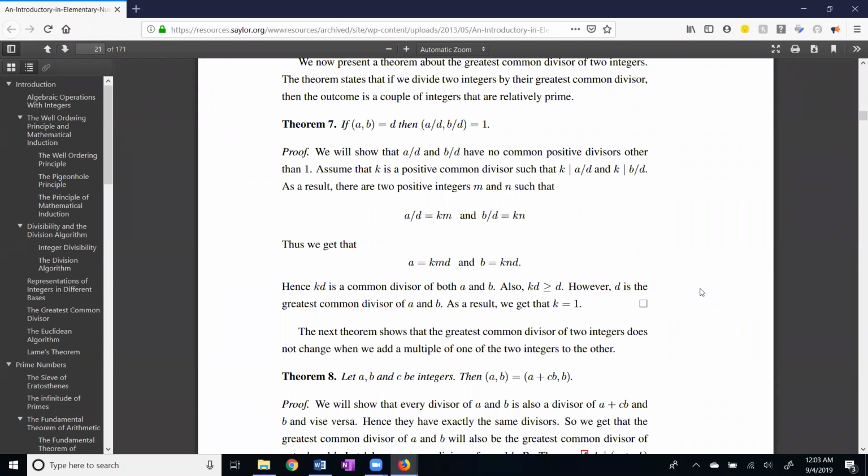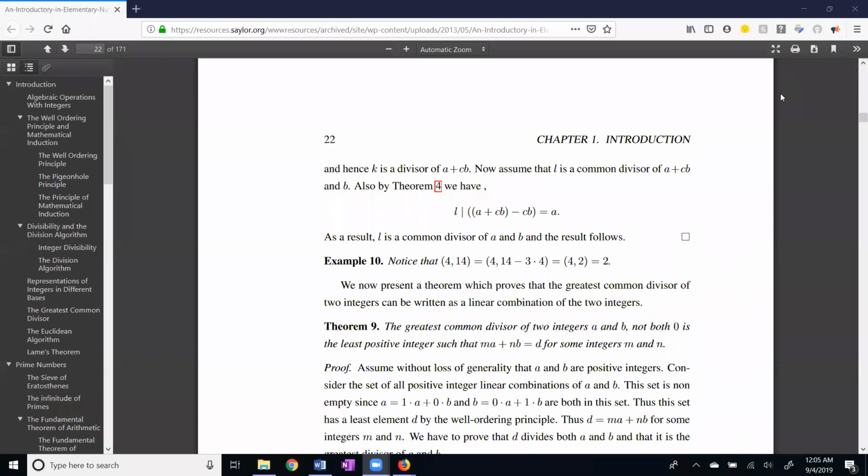Now let's move on to Theorem 8. Let A, B, and C be integers. The greatest common divisor of A and B is equal to the greatest common divisor of A plus CB and B. I call this the contamination theorem. So let's write that down. This is saying that if you take one of the letters and take some multiple of it, it might be a positive multiple or a negative multiple, and add it into the other number, it does not change the greatest common divisor. That's rather striking.